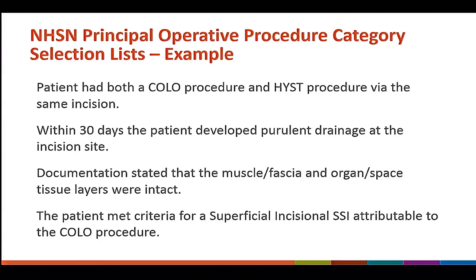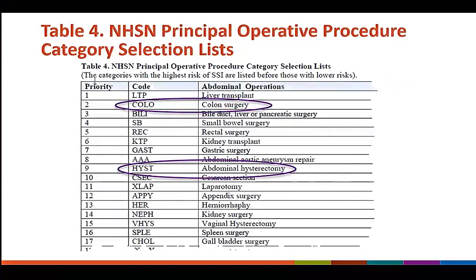And this is an example. A patient has both a COLO procedure and a HIS procedure via the same incision site. And within 30 days, the patient developed purulent drainage at the incision site. Documentation stated that the muscle fascia and the organ space tissue layers were intact. The patient met criteria for a superficial incisional SSI attributable to the COLO procedure because it was unclear which procedure to attribute the SSI to. So when referring to table 4 here, you can see that COLO is above HIS, so that's the procedure you would attribute the SSI to.